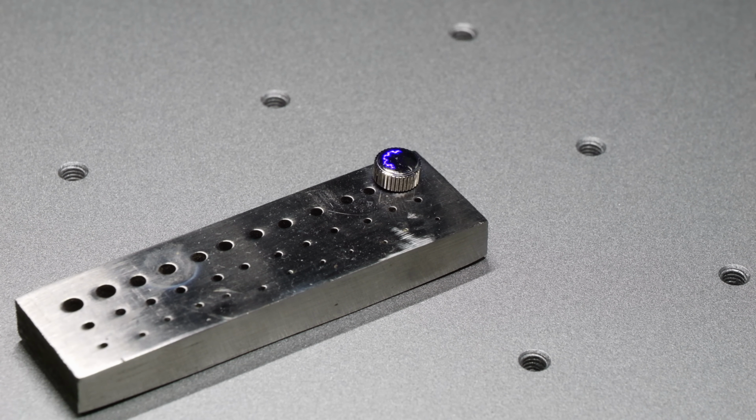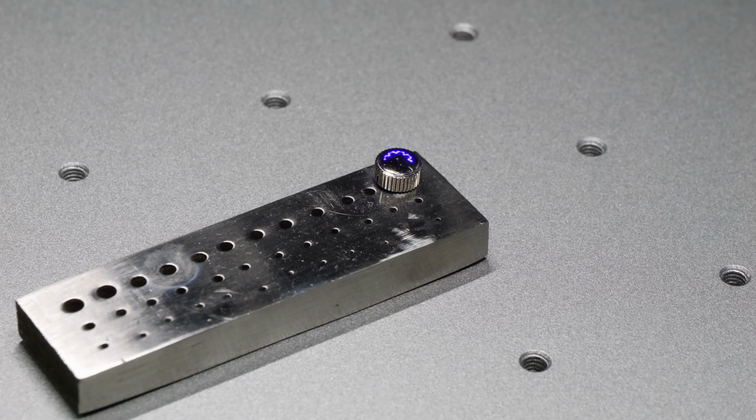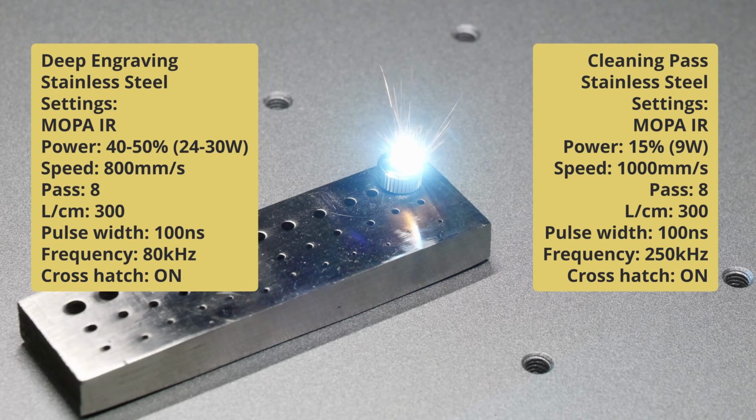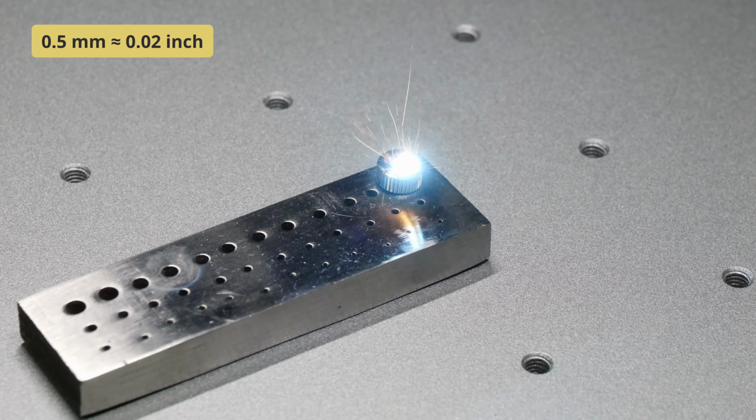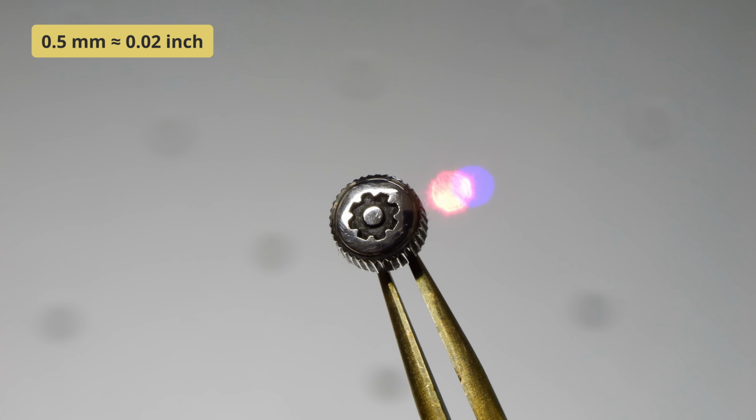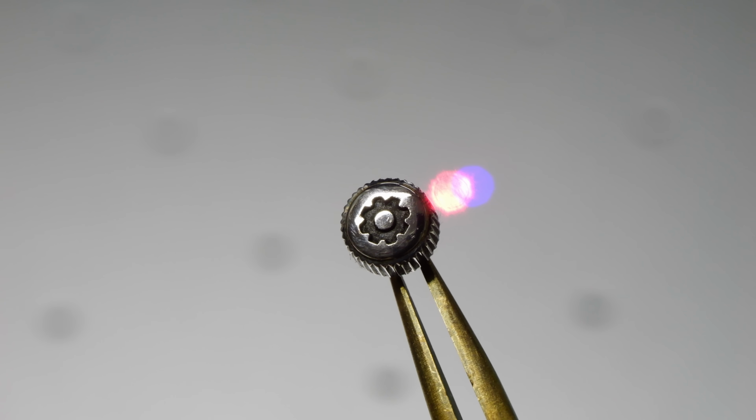Using the framing function, you can also preview exactly where your engraving will appear. This is especially helpful for very small parts. This crown has a diameter of just 6.8 millimeters, and I'm running multiple engraving sequences on it. The finished engraving is about 0.5 millimeters deep and could now be filled with luminous ceramic or enamel.